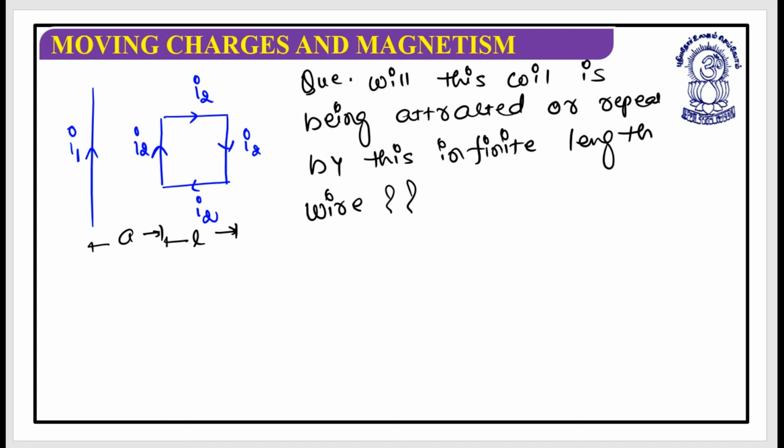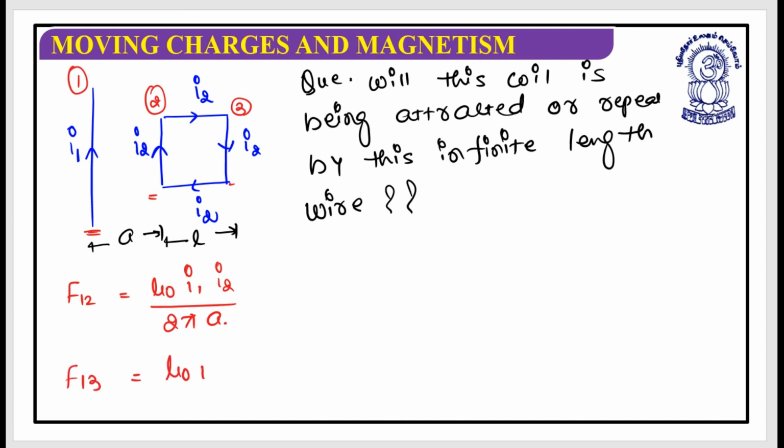So what I understood is that force would be acting on this wire and this and this and this. So let's name them: it's the first, it's the second, and this is the third. So the force between 1 and 2 could be written as mu naught I1 I2 divided by 2 pi a, their separation. And the force between 1 and 3 would be mu naught I1 I2 divided by 2 pi, and the separation between them is L plus a. I hope this is clear.